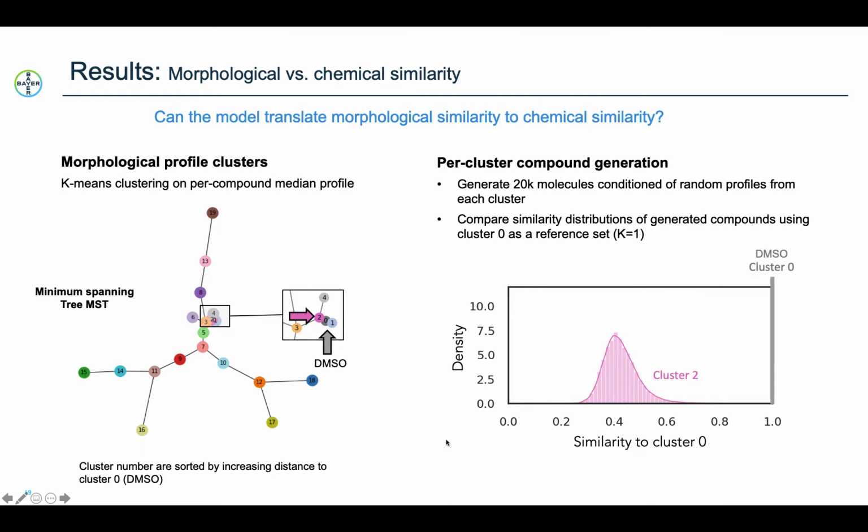And what we can see is that if we move further away from cluster 0, remember the clusters are numbered by increasing distance to cluster 0, so if we now check the similarities for cluster 8, we see that we move to lower similarities. If we go further to the left, cluster 15 also reduces the similarity, and finally cluster 18 shifts it even more to the left. So these results show that our model was able to translate morphological similarity into chemical similarity.